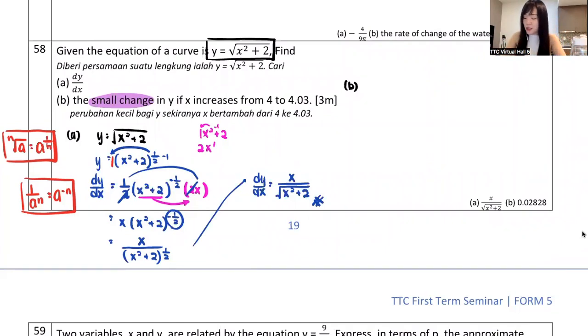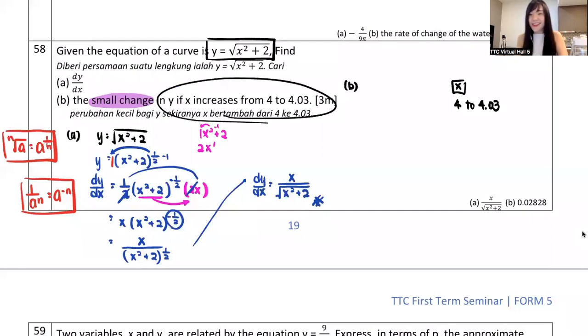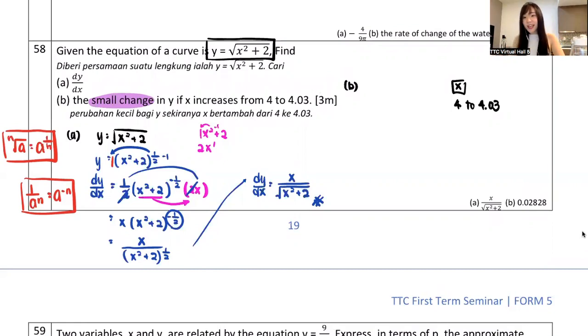So you can see, they try to tell me x changes from 4 to 4.03. Don't ask me, teacher, how do you know? I read it. They say x increases from 4 to 4.03. Isn't it? That is what they try to tell me. Now, what do they want to find? They want to find the small change in y. My dear, small change in y, what do they want you to find? Small change in y.